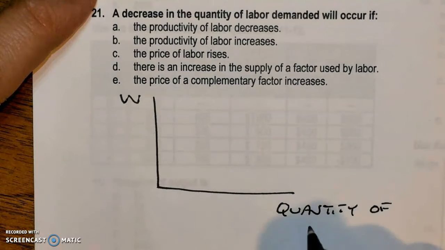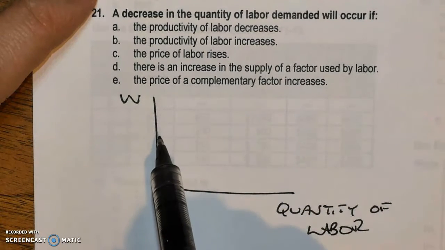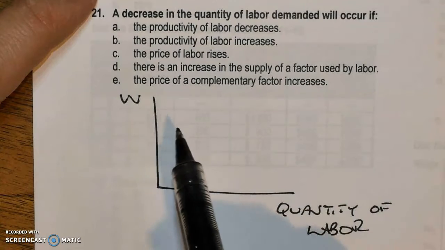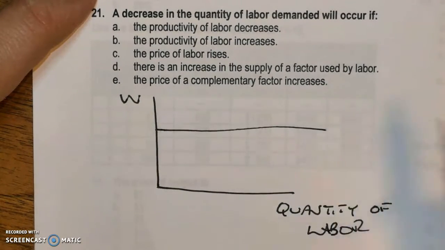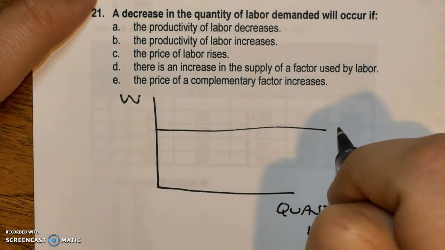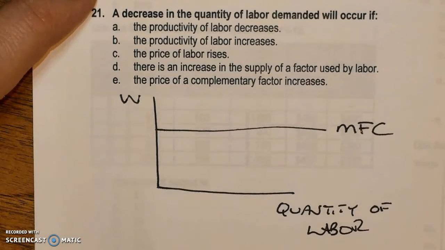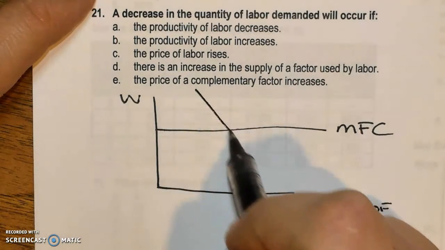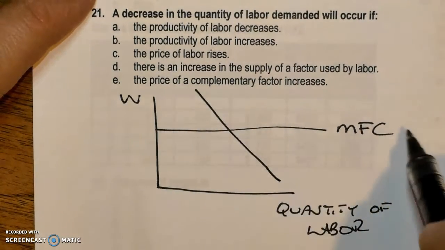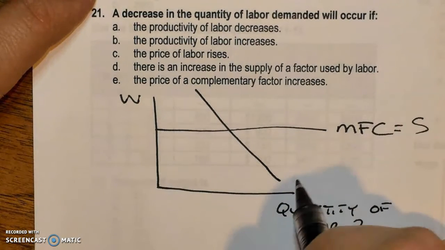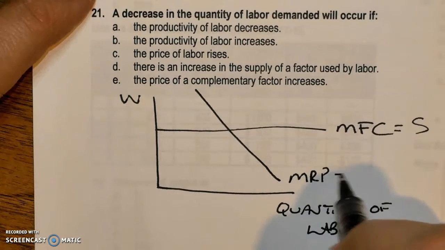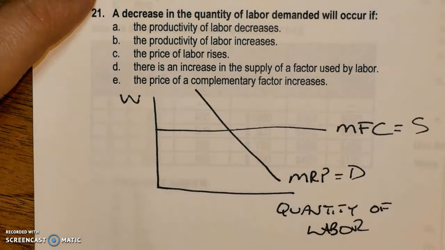of labor over here. And so the tricky part here is that in a perfectly competitive market, which this is, well, actually, don't say that, but we're going to go with it. This is the marginal factor cost. But it's really asking about the MRP, which is downward sloping, because the marginal factor cost is the supply of labor, where the marginal revenue product is the demand for labor.